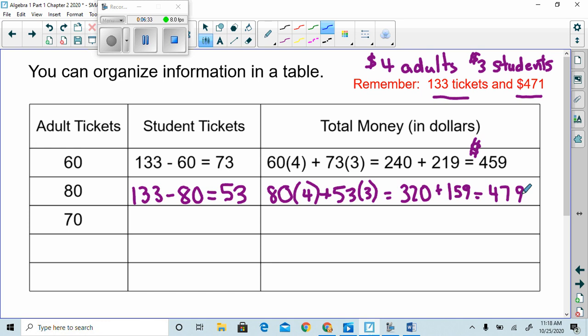Now, I created 1, 2, 3, 4, 5 rows in my table. You may need less, you may need more. Keep working on the problem, and we'll discuss the results in class together today to see what we come up with.